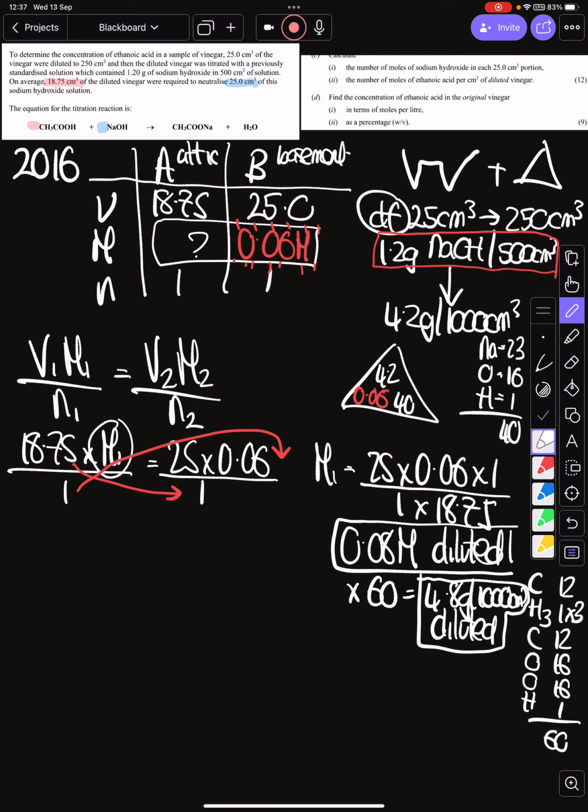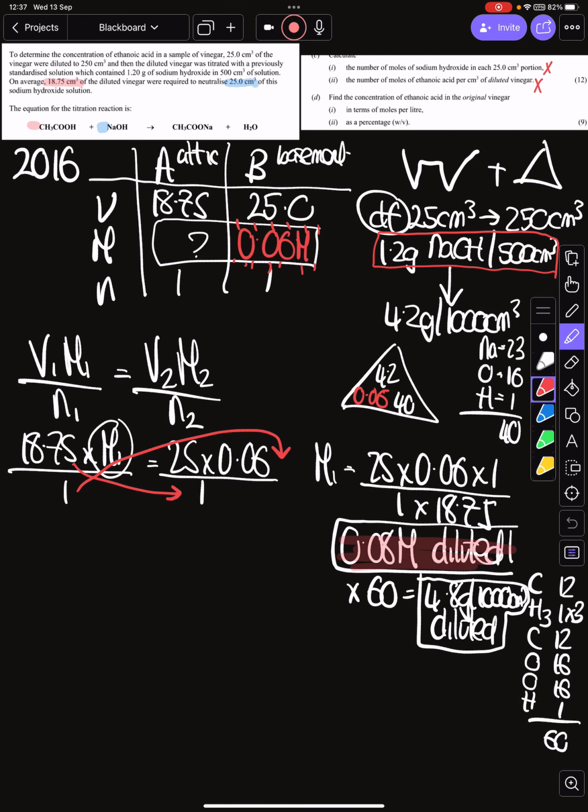So going back up to the top here, the question is asking me for the number of moles of sodium hydroxide in each 25 centimetre cubed portion. Now that piece of maths has not answered that question, so we are going to need to do something with this. It also asks for the number of moles of ethanoic acid per centimetre cubed of diluted vinegar. This method does not answer that. Find the concentration of ethanoic acid in terms of the original vinegar. We haven't done that, but we can do that from this particular number now.